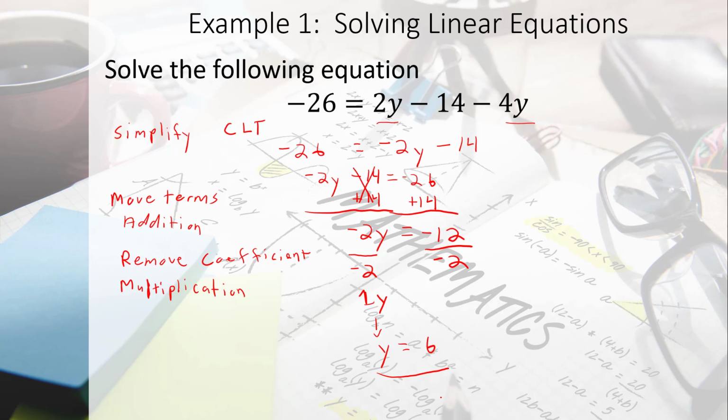How do we know? Well, we can check. Let's put in 6 for y on both of these, and if we do, we will have 2 times 6 minus 14 minus 4 times 6. Well, that's going to be 12 minus 14 minus 24. 12 minus 14 is negative 2, minus 24, and that is negative 26. So it does indeed check out.